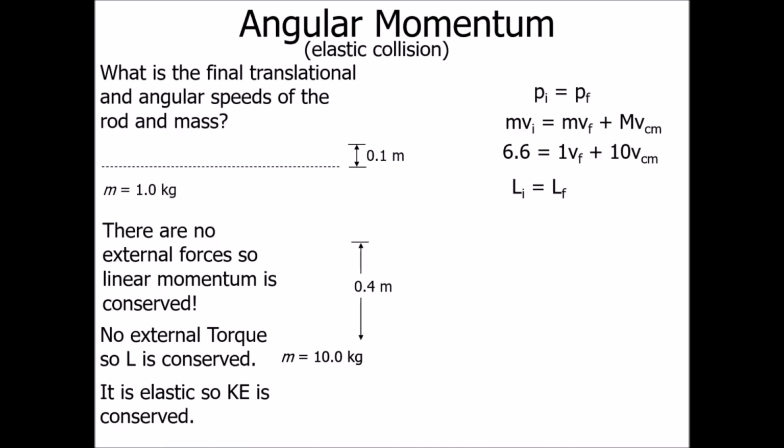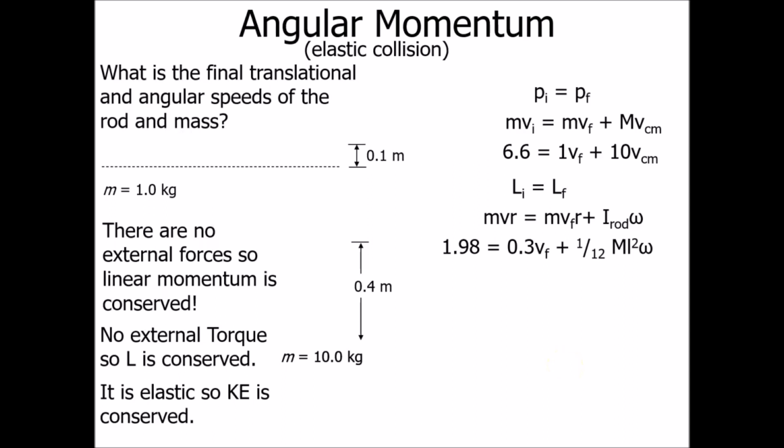Also, using Li equals Lf, what's nice about this one is that the R does not change, so we don't have to find the center of mass. Its position doesn't really change for this, and so the R is the same. We can plug in the mass, the velocity, and the R, which is 0.3, on the left-hand side. On the right-hand side, it'd be mass of 1, and the R again is 0.3. We don't know what the final velocity is.